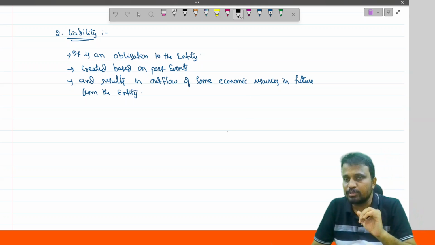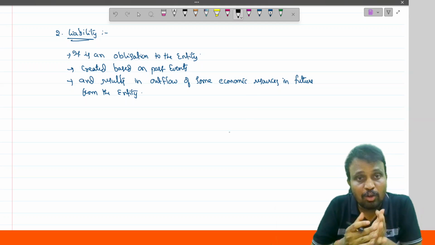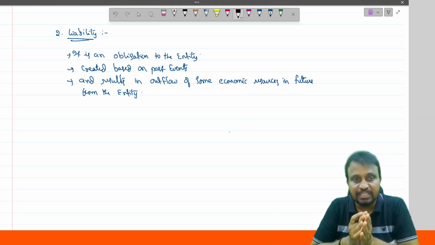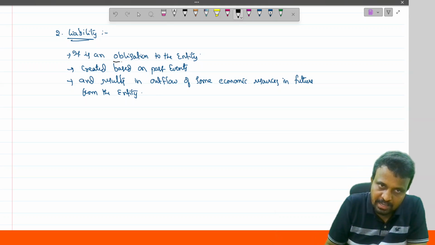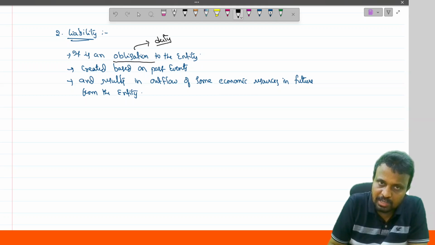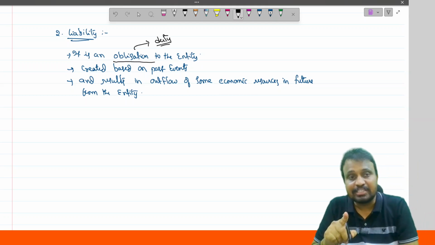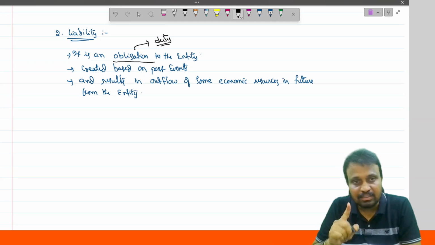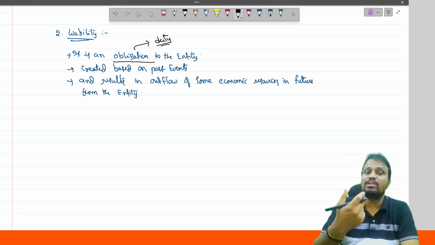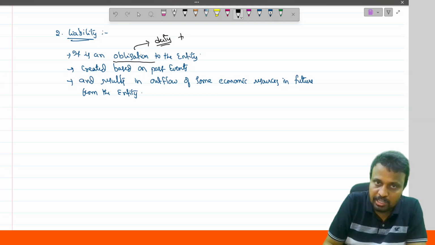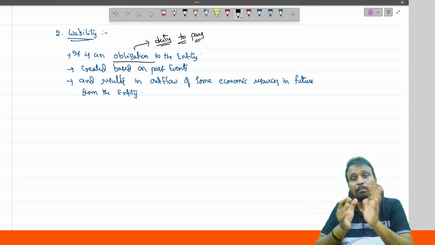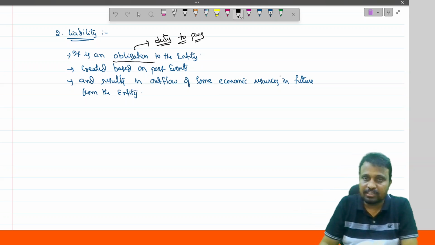It is treated as what? Liability. So it is an obligation to the entity, created based on a past event. What is meant by an obligation? Obligation stands for duty. And remember, asset is a right, and liability is an obligation. It is a duty to pay by the entity to the third party.